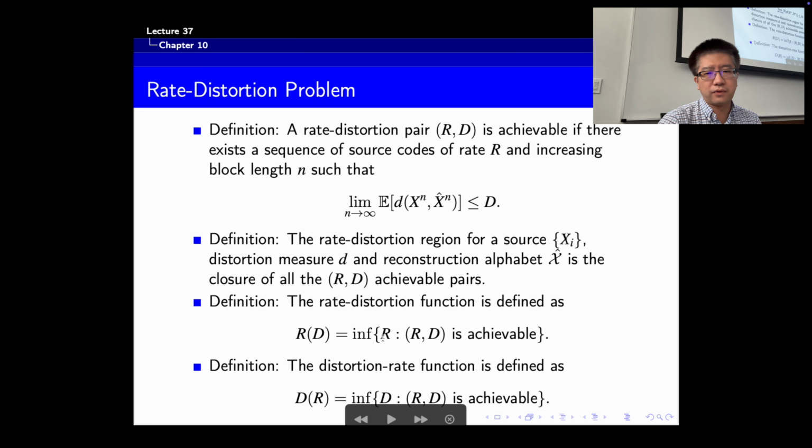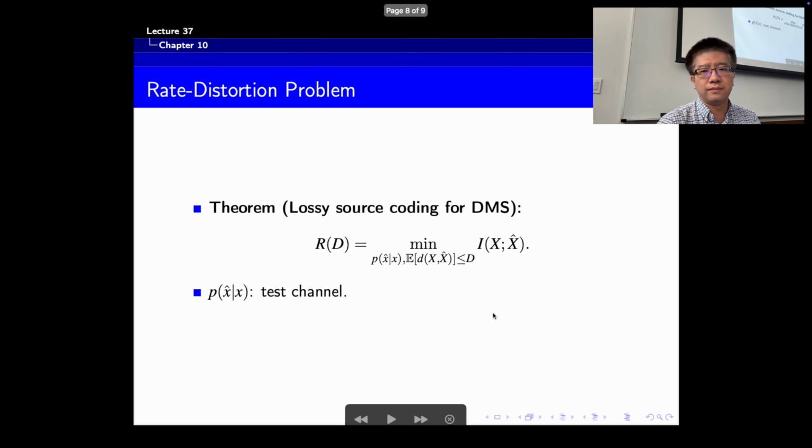It's the infimum of R such that R is achievable. For the distortion rate function it's the reverse: it's the infimum of D such that (R, D) is achievable. So this is Shannon's theorem. The rate distortion function is nothing but the minimization over p(x hat | x), under the distortion constraint, of the mutual information.